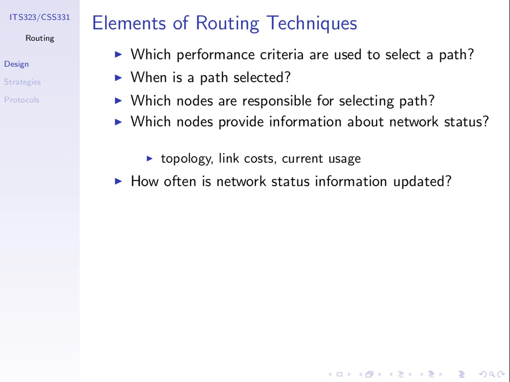And we need to learn about the topology, the link costs, and the current usage of links, to calculate the least cost path. Where do we get that information from? And how often do we update that information, especially as the costs may change? So that's what we'll look at in the rest of this topic, the techniques for answering some of those questions. We'll stop there and we'll continue on that in the next lecture tomorrow.